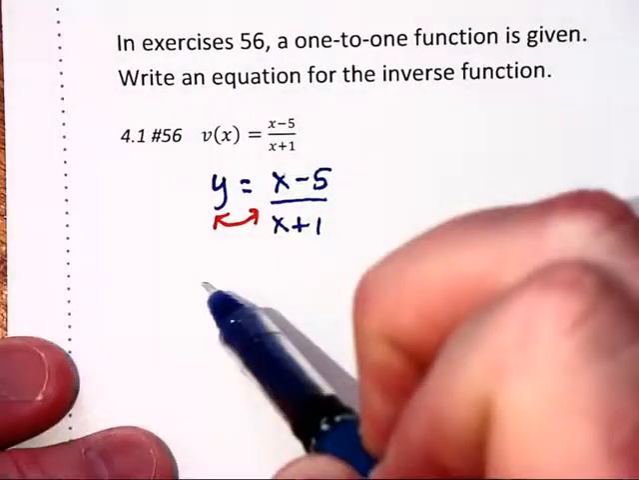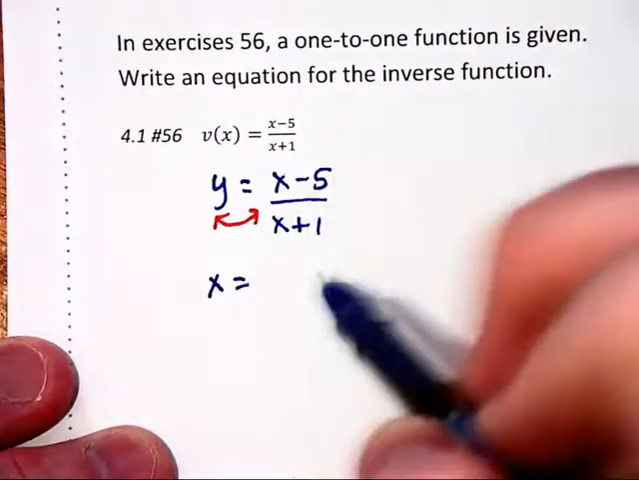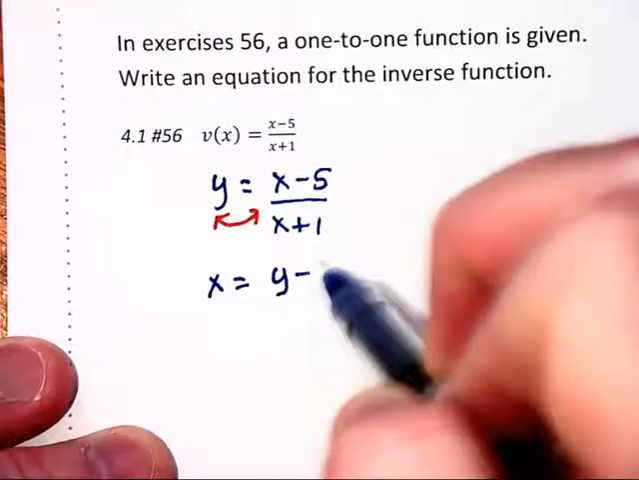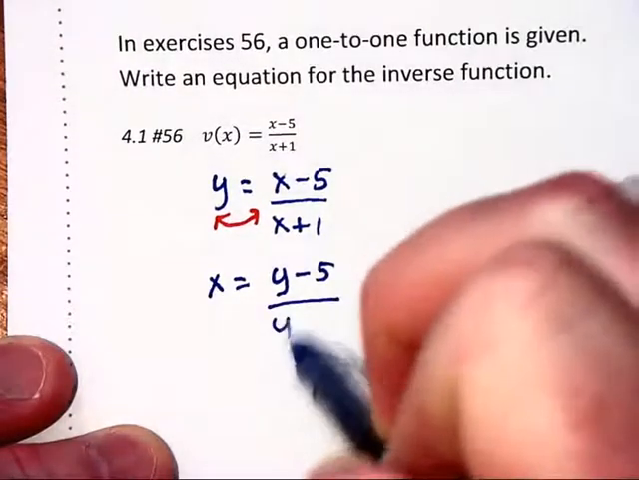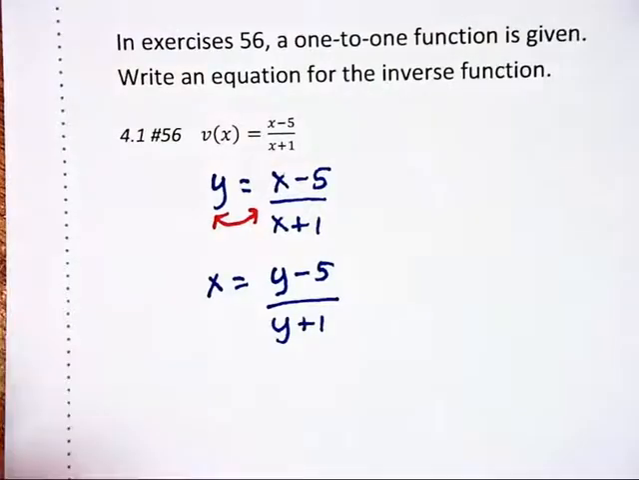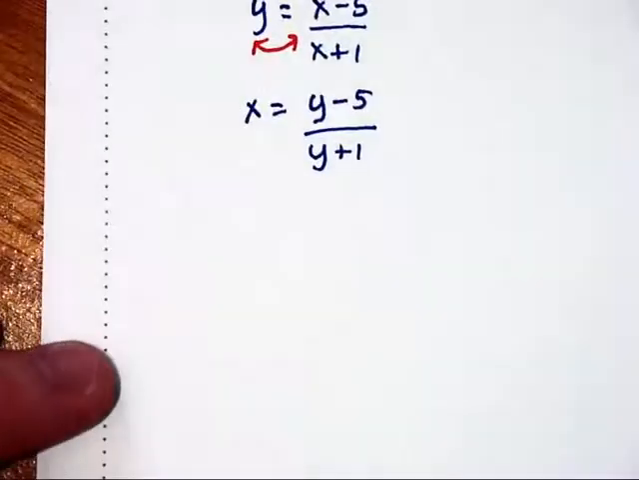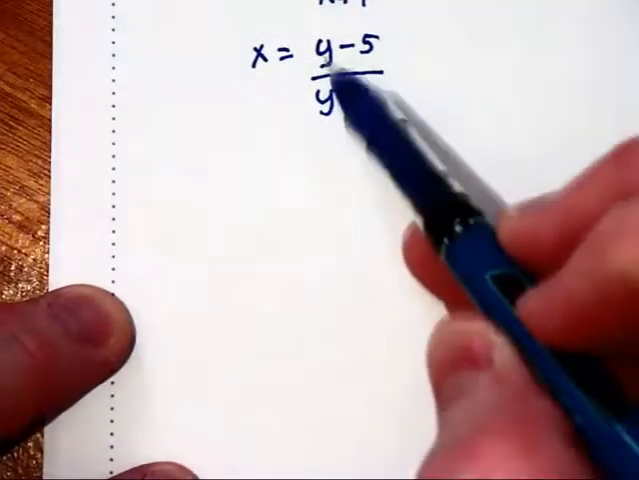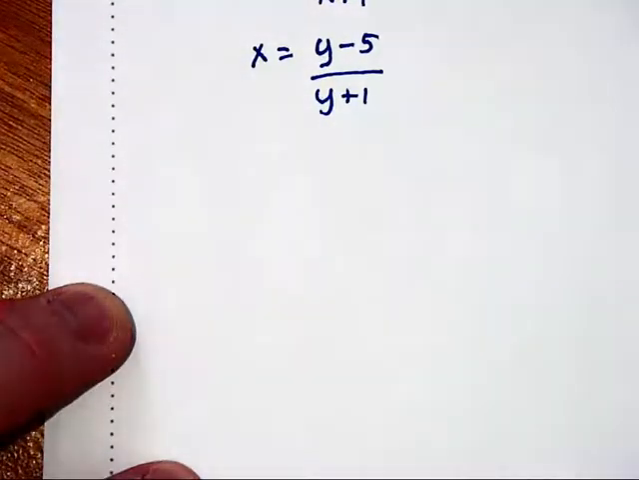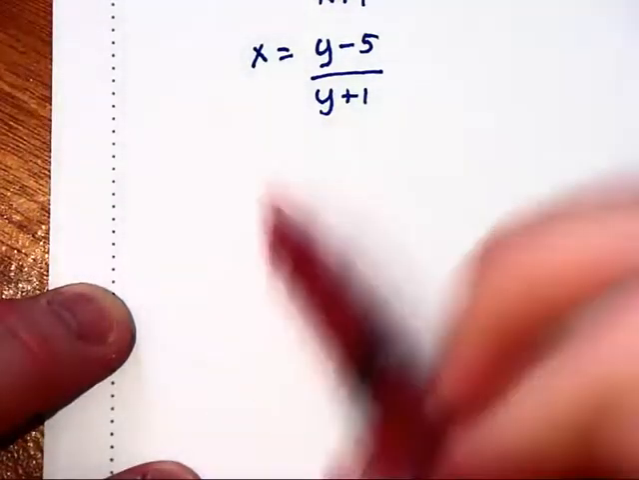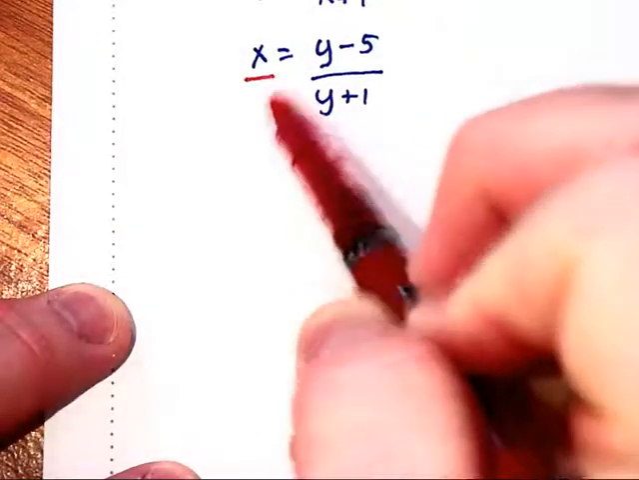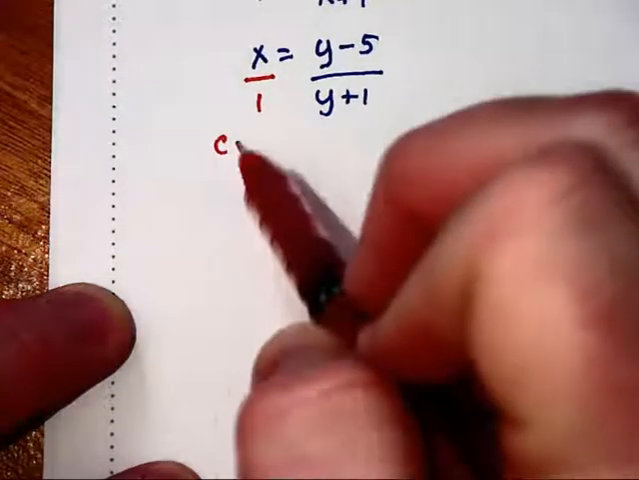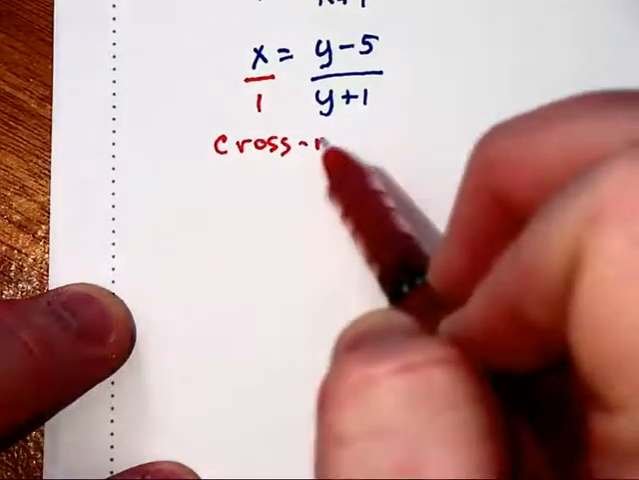Instead of y equals, we will have x equals, and the right side will become y minus 5 divided by y plus 1. Okay, at this point we now want to solve for the new y, but we've got y's showing up in two places. So our goal is to kind of clean this equation up a little bit. I'm going to put the left side over 1, and then I'm going to cross multiply.